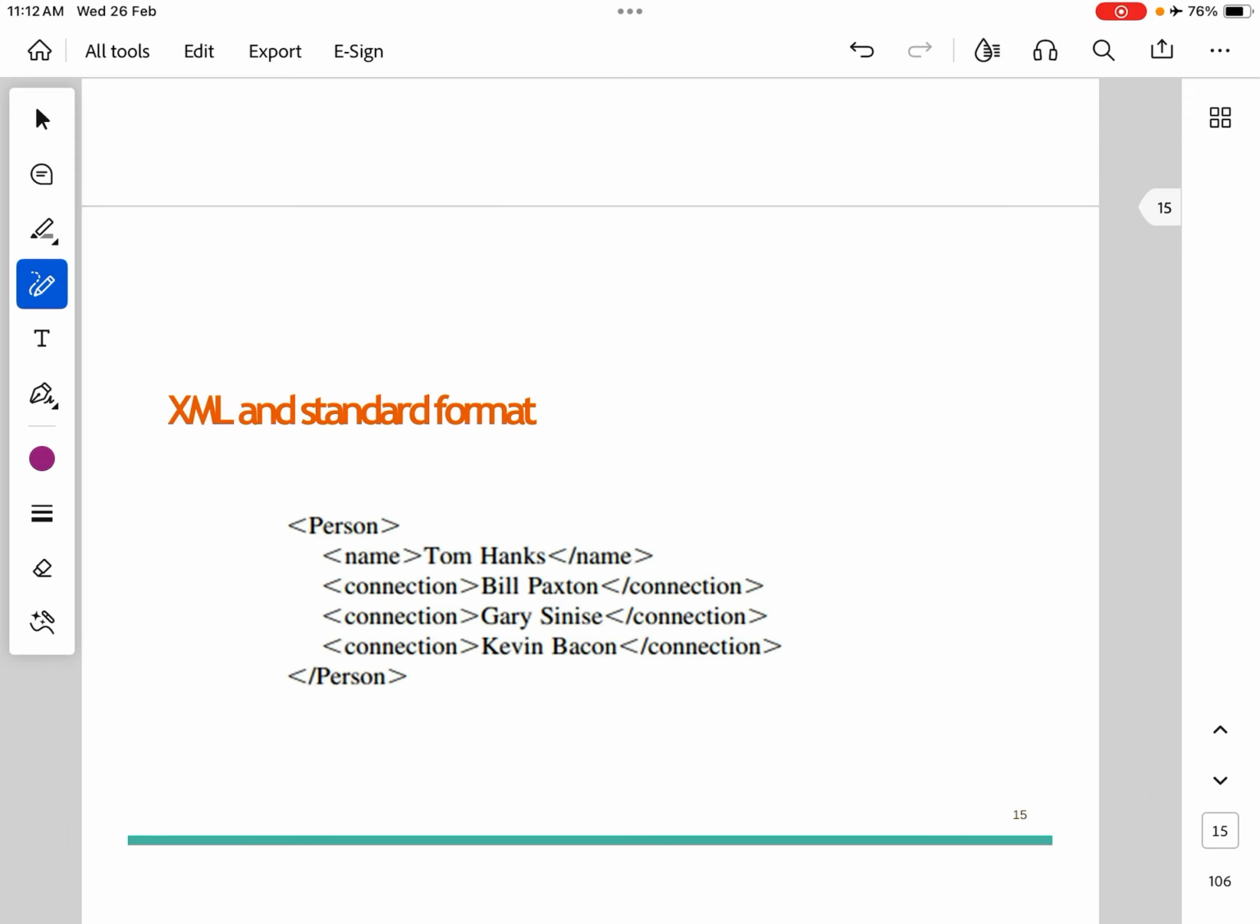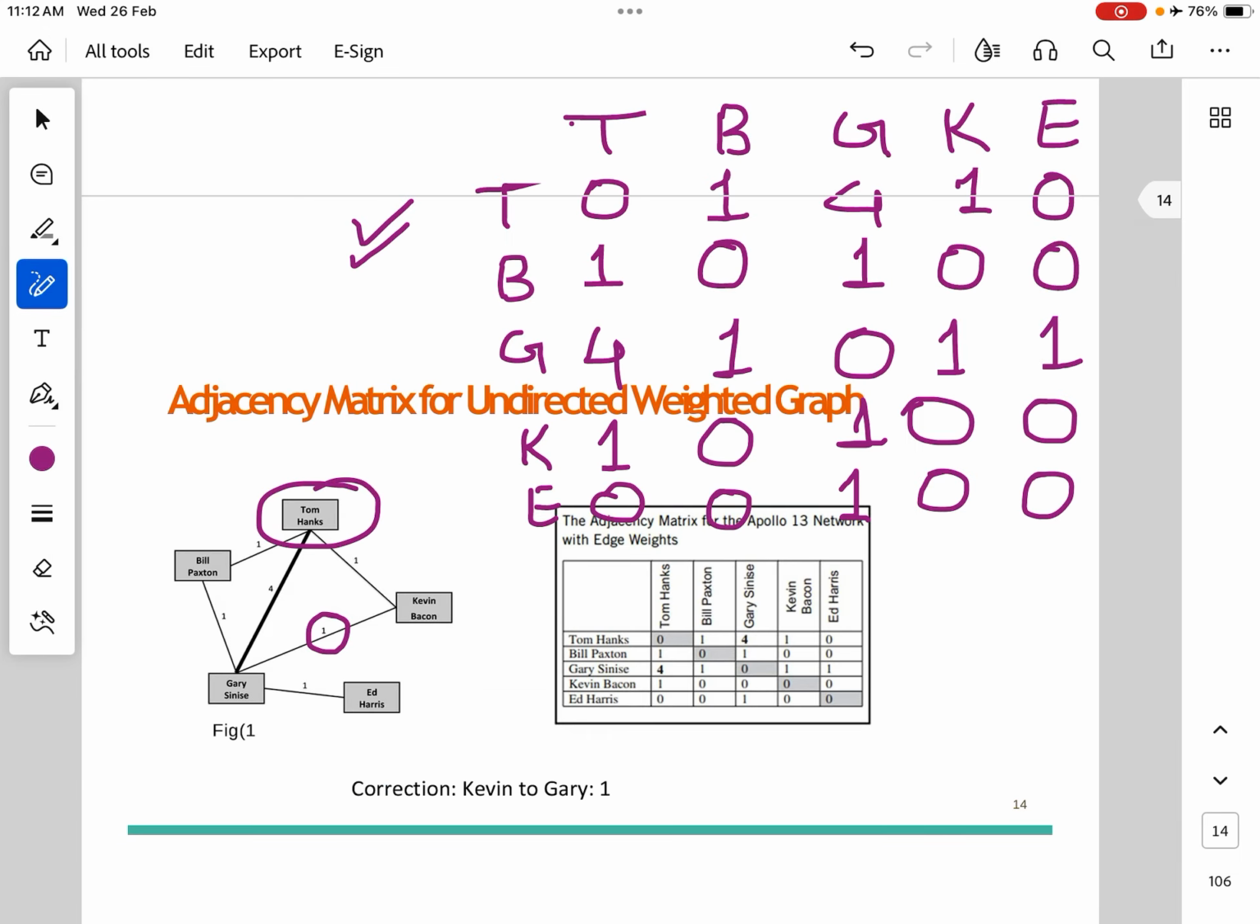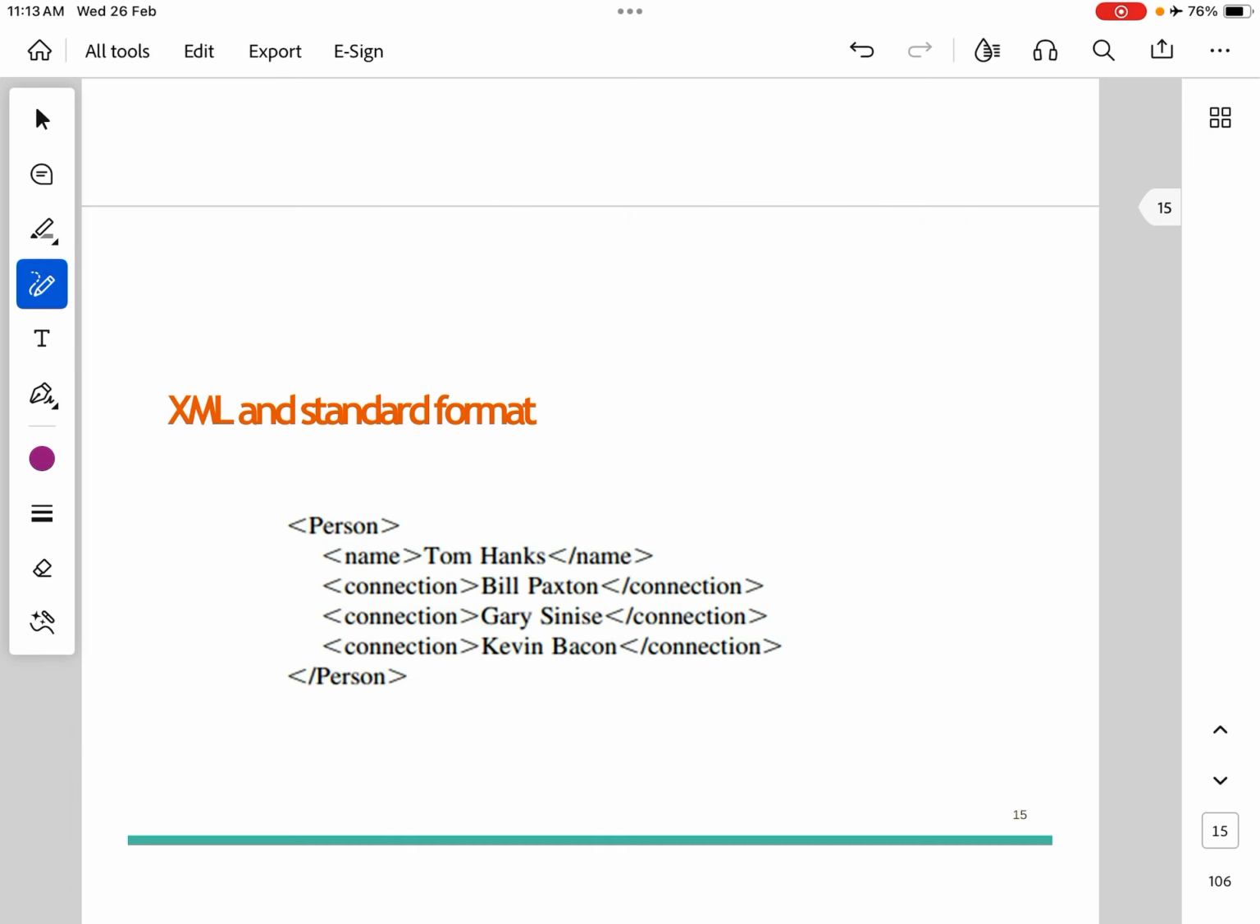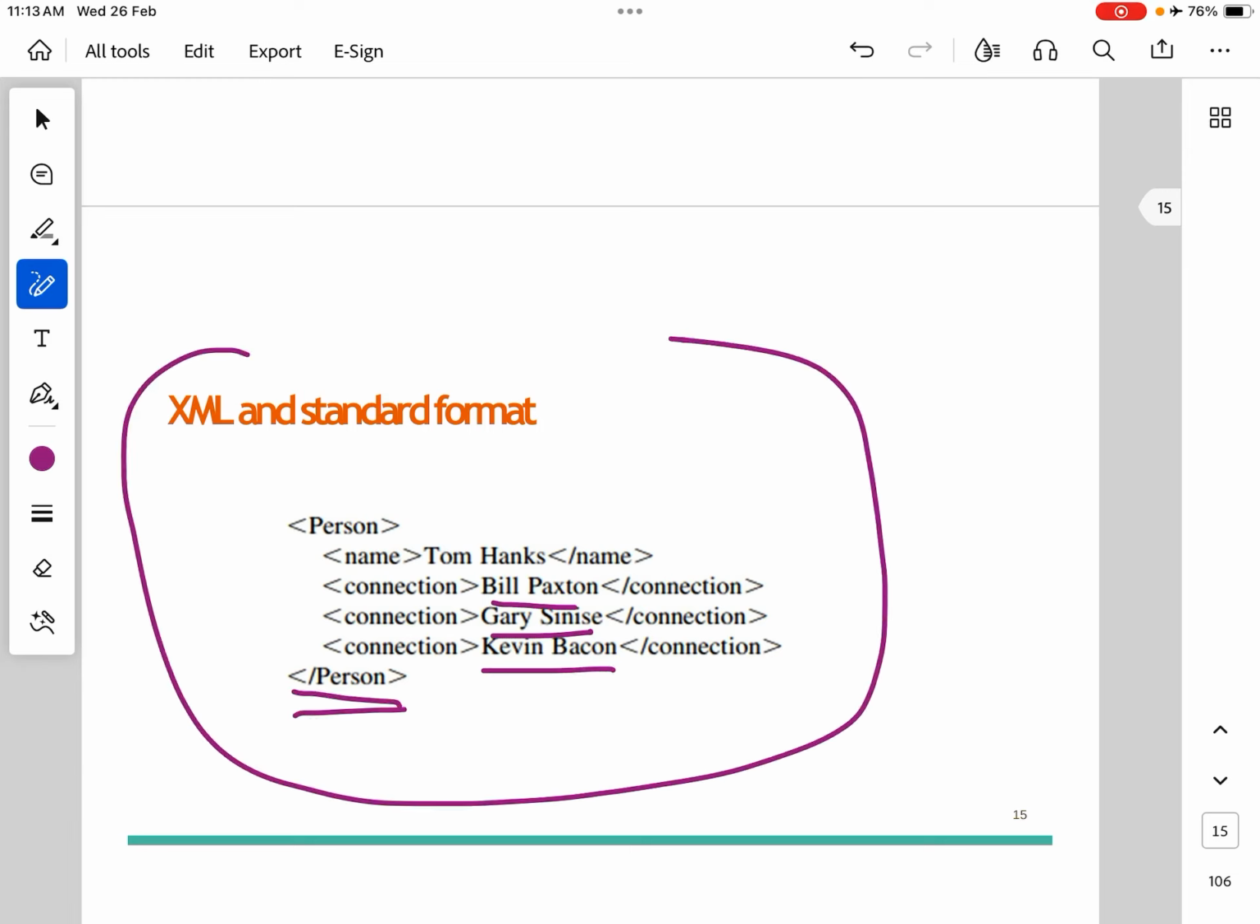Next, XML standard format. First we'll write person, then name Tom Hanks, name close. Connections with Tom Hanks are Bill Paxton. So connection Bill Paxton, connection close. Connection Gary Sinise, connection close. Connection Kevin Bacon, connection close. So we understand that Tom has 3 connections: Bill, Gary, Kevin. That's why we write connection for Bill, Gary and Kevin, and then we close the person. This is the way we'll write the XML.